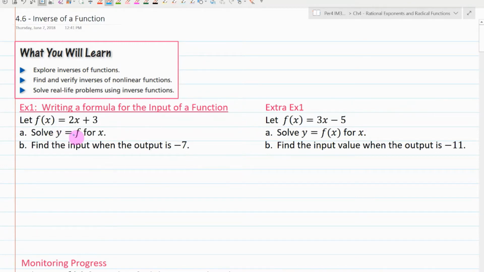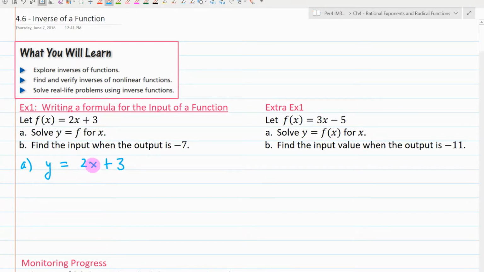So here we go. For the first part, they're not actually asking us to write an inverse, but it's very closely related. The first thing they want us to do is solve. They're going to make y equal to the f of x function, and then we're going to solve for x. So for part A, we're going to take the equation y is equal to 2x plus 3, and we're going to solve for x.